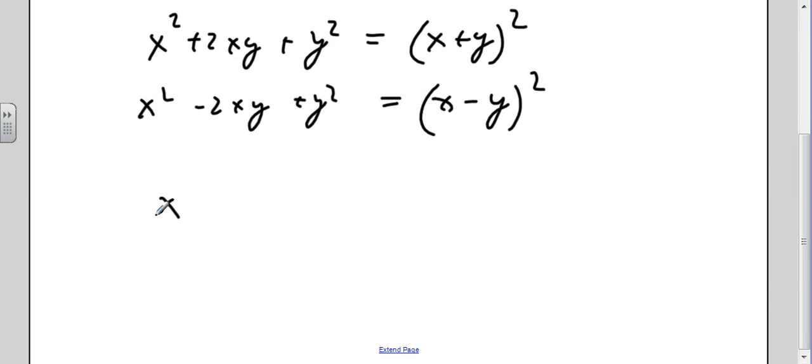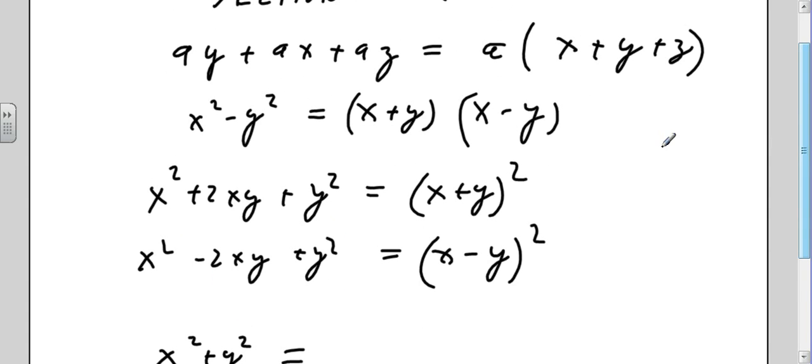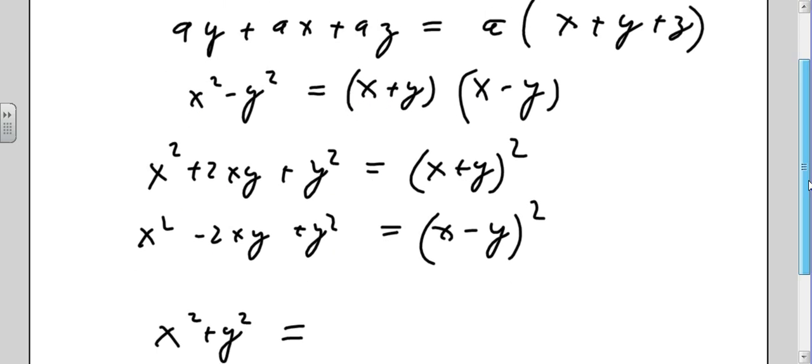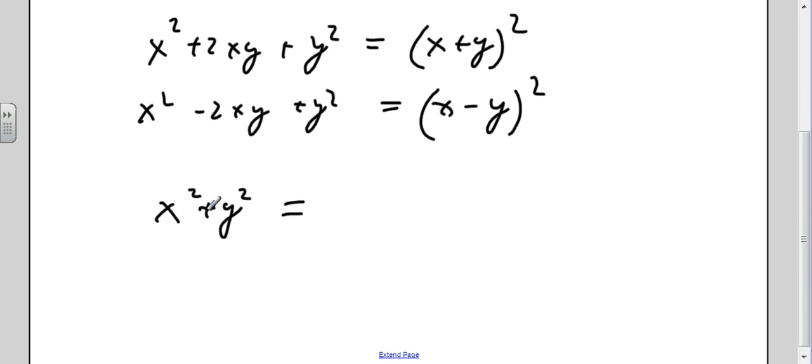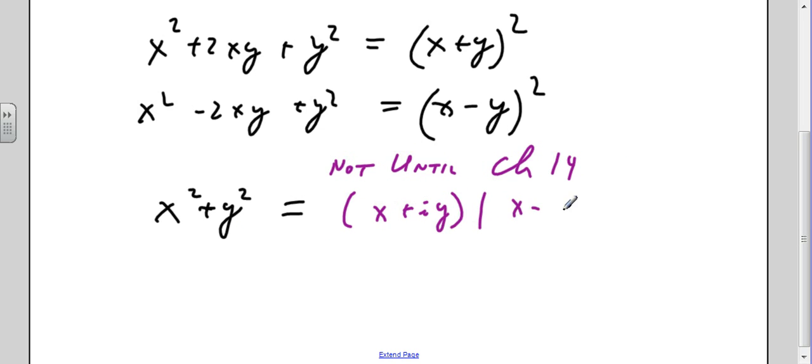If I have x squared plus y squared, can I factor that? If I have x squared minus y squared, it factors into (x plus y)(x minus y). If I have x squared plus y squared, can I factor it? The answer is not until chapter 14. In chapter 14 I have imaginary numbers, and I can factor this into (x plus iy)(x minus iy).